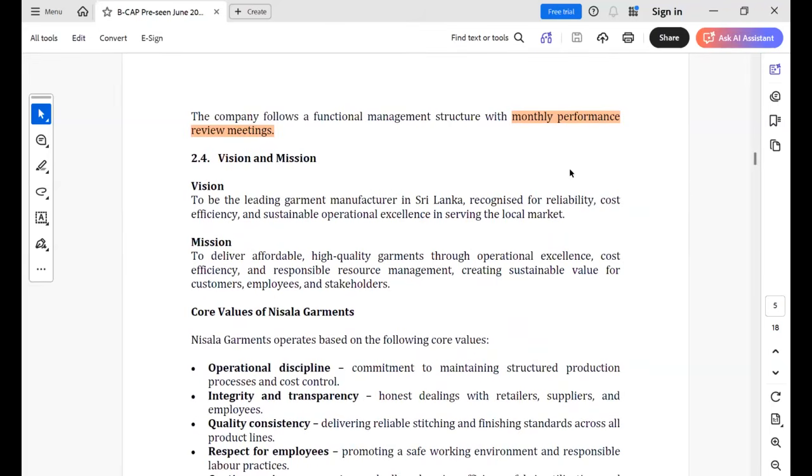If you are going to review the production performance at the end of the month, everything would have already happened, right? So that is too late.